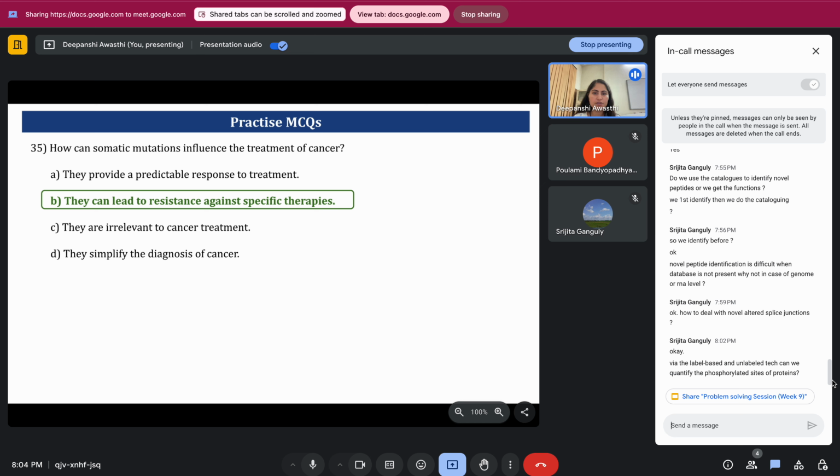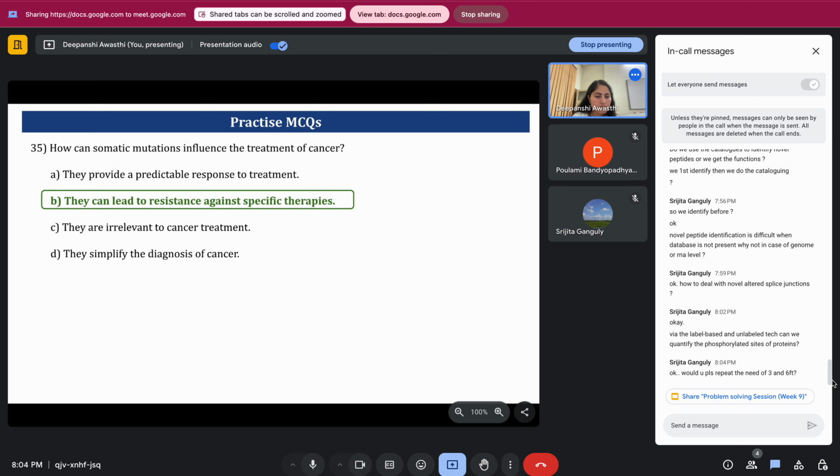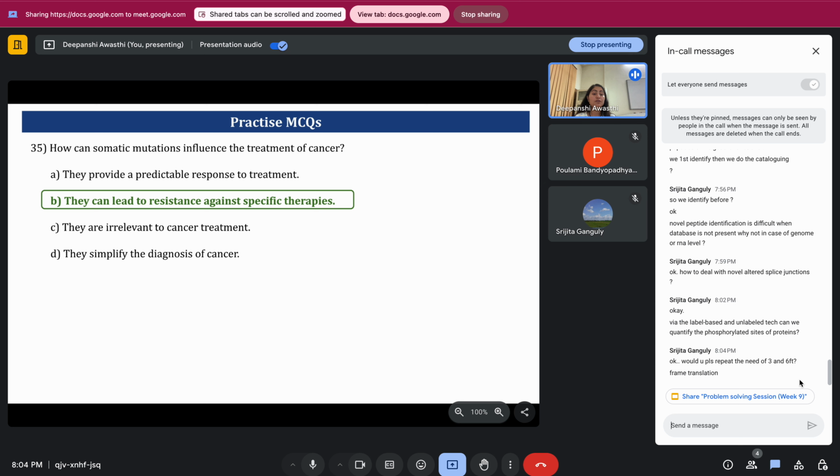Is there any question related to this in the assignment? Three and 6 feet. I think I'm not able to get it. What does this mean? Need of 3 and 6. Okay, frame translation. Okay, sorry.